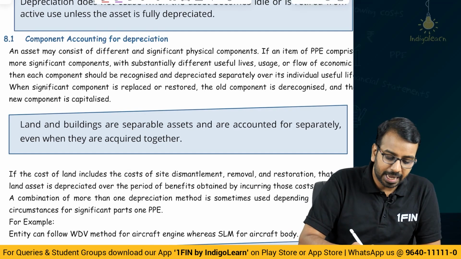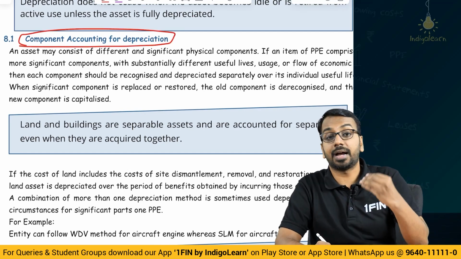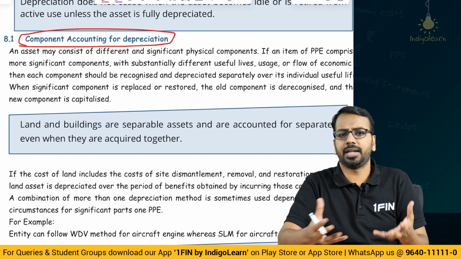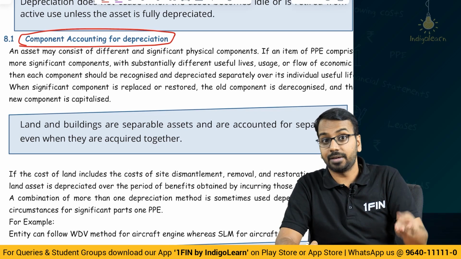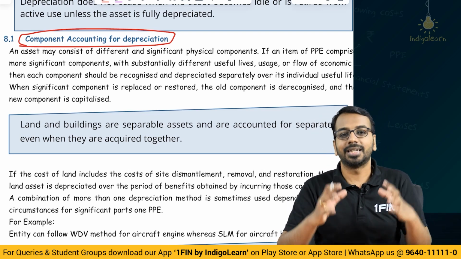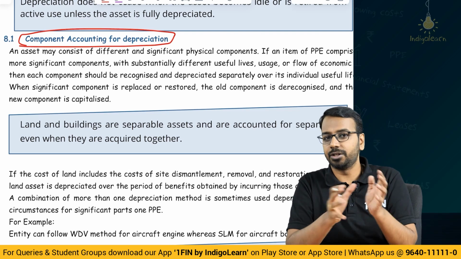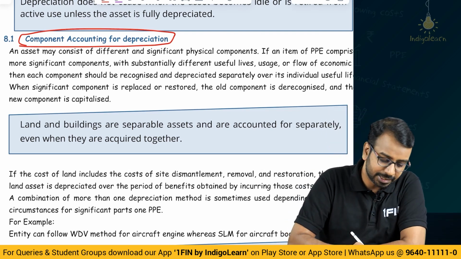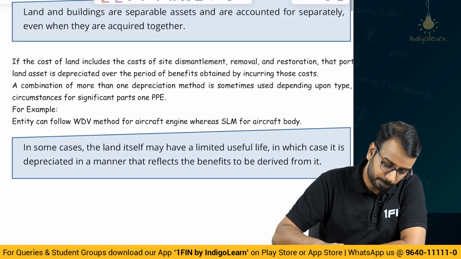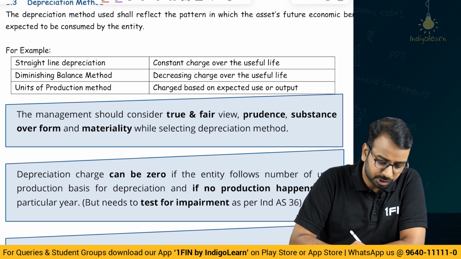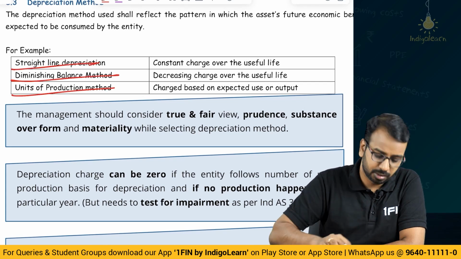Then if the asset has components which have different useful lives, for example in the case of an aircraft, the engine may have a different useful life, the seats may have a different useful life, then in that case what do we do? For seats we will charge depreciation separately, for the aircraft we will charge depreciation separately. That is called component accounting. Then there are different methods of depreciation: straight line, diminishing balance, unit of production method. This you would be aware of anyways.